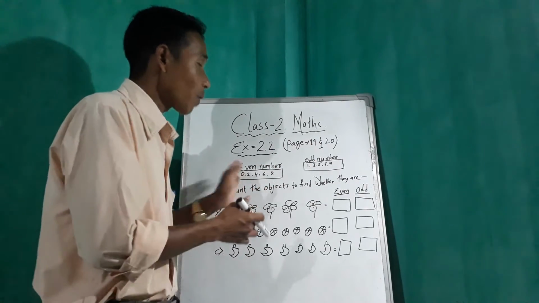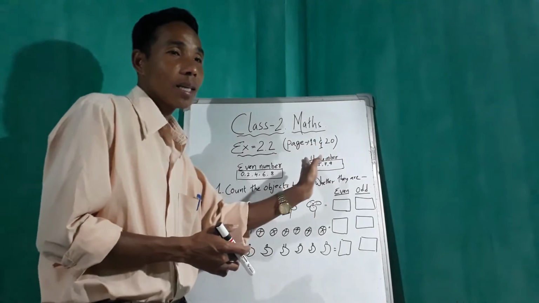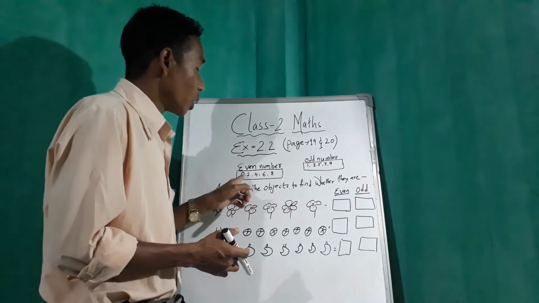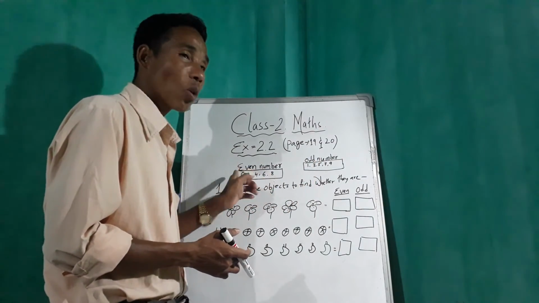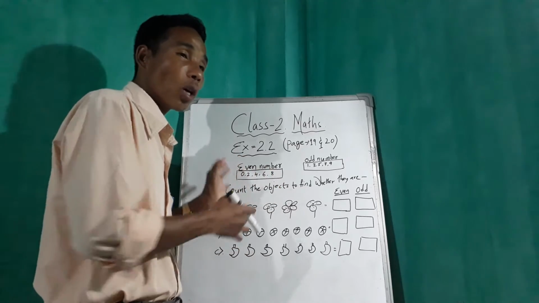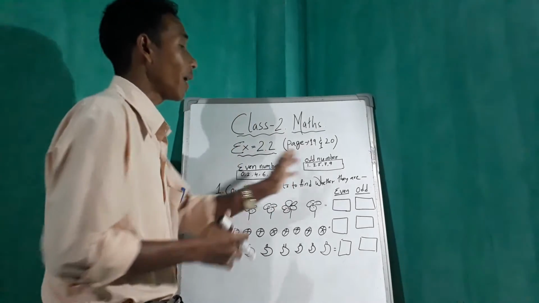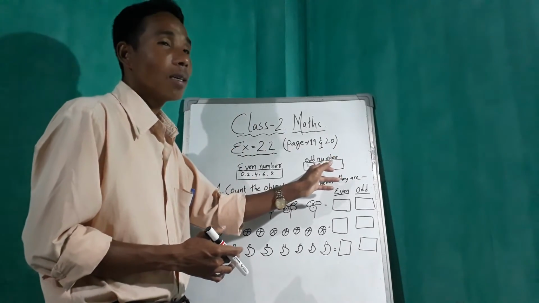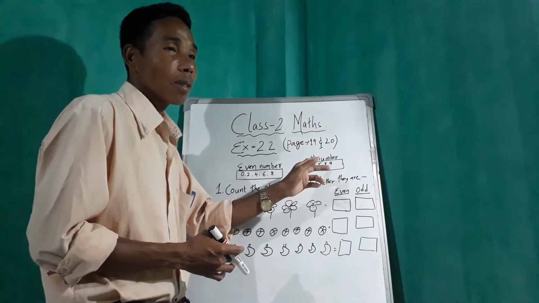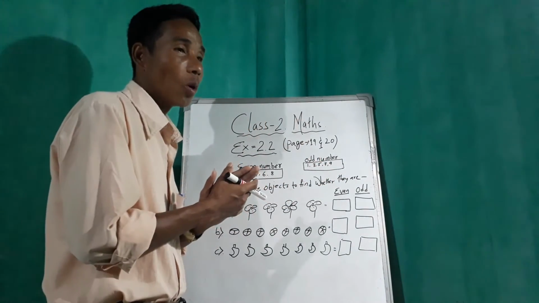So, you have to remember these numbers. 0, 2, 4, 6, 8, they are called even numbers. They always work in pair. They are in pair, and the odd numbers are what? They are not in pair.